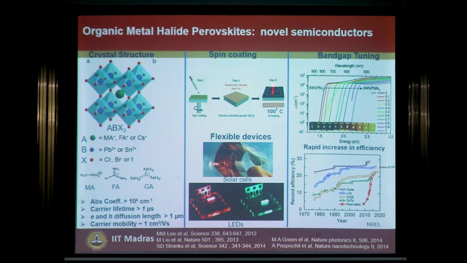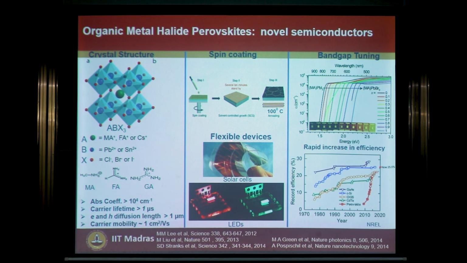So why we are so interested in this semiconductor is because of its very high optoelectronic properties. For example, we have a very strong absorption coefficient of this semiconductor, which is greater than 10 to the power of 4 centimeter inverse, and their carrier lifetimes are greater than 1 microsecond, which is equal to our inorganic silicon based system, and electron hole diffusion lengths are reported to be more than 1 micrometer, and the carrier mobility, this is important, is also in the order of 1 centimeter square per volt second. So these are giving us a clue that this has tremendous application in optoelectronic devices.